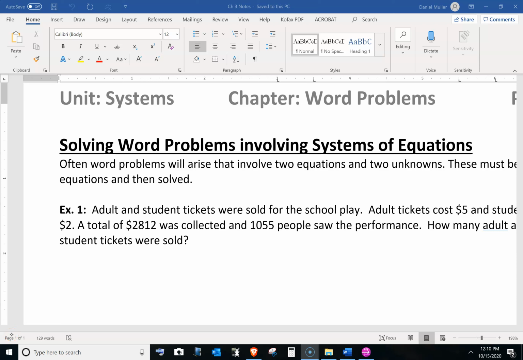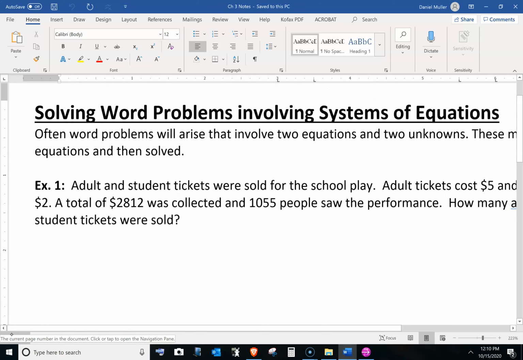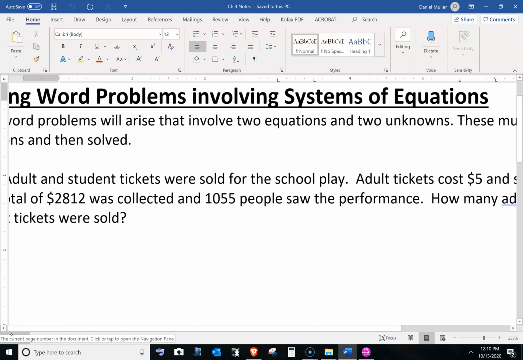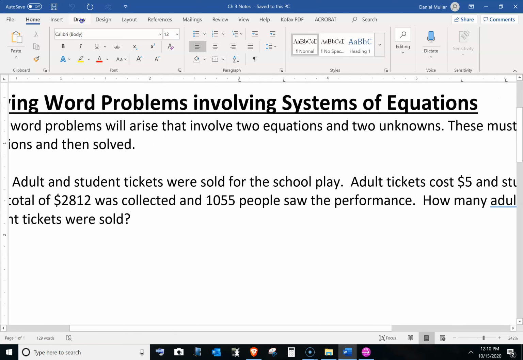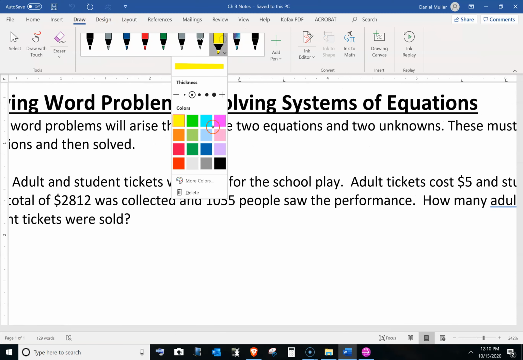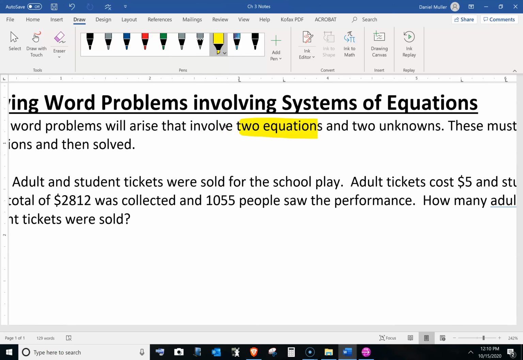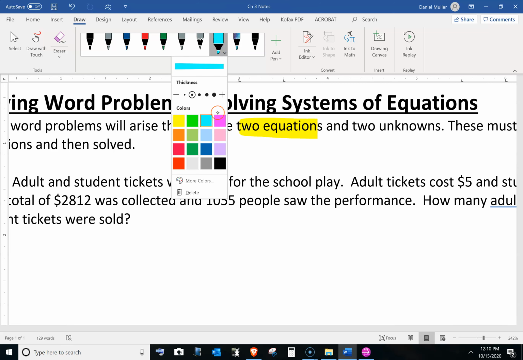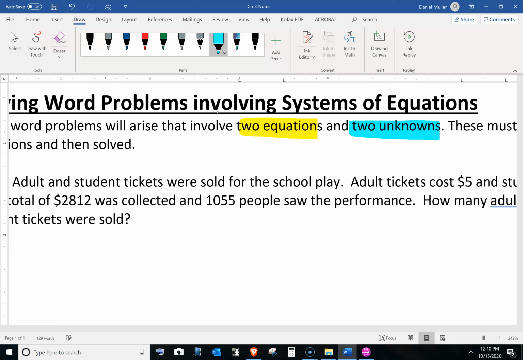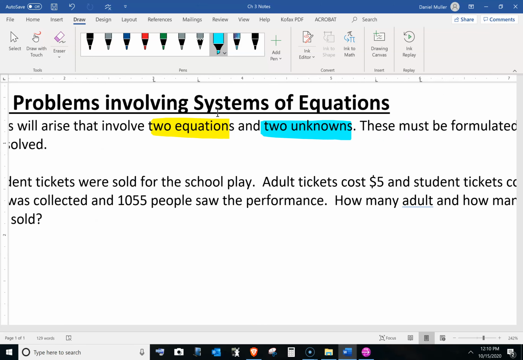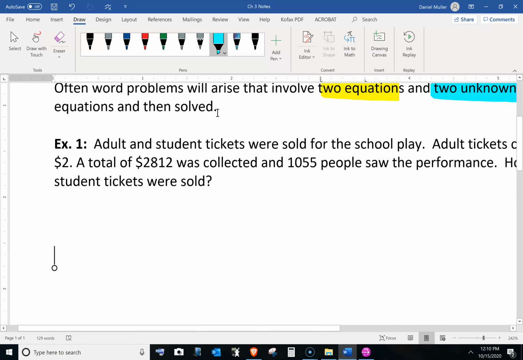Okay, so we're looking at the systems unit still, and we're looking at word problems. So we're solving word problems, and we're going to use systems of equations to help us solve them. Now, often word problems will arise that will involve two equations. So there's going to be two equations, but more importantly, there's going to be two unknowns. So these must be formulated and the equations then have to be solved.